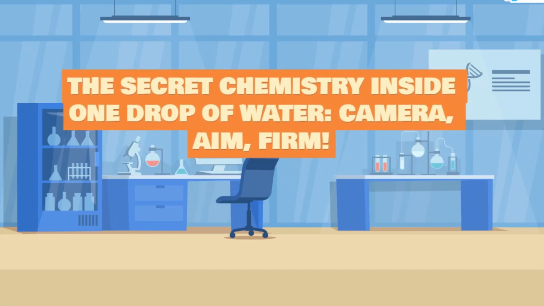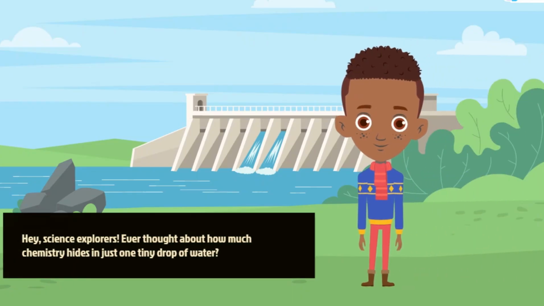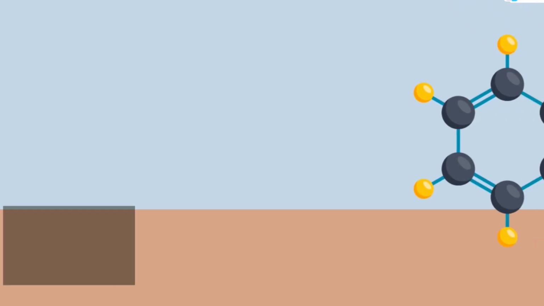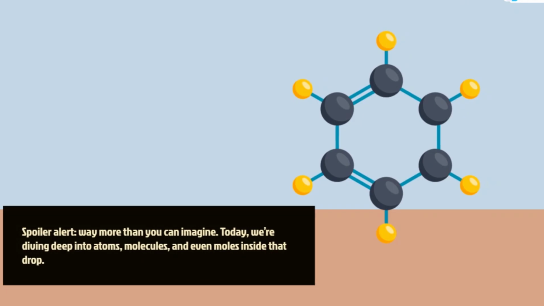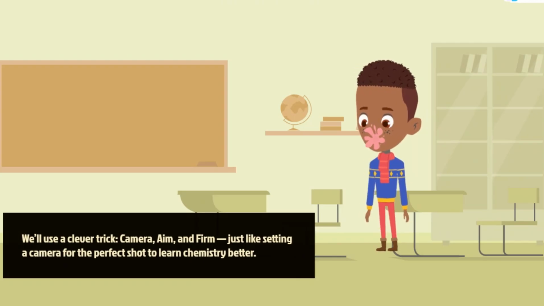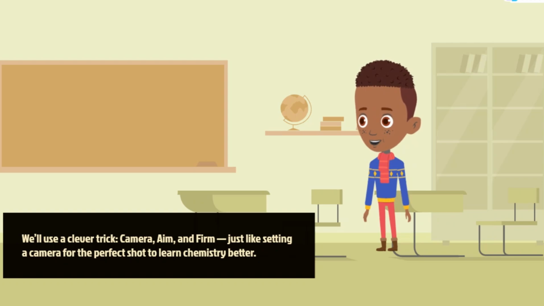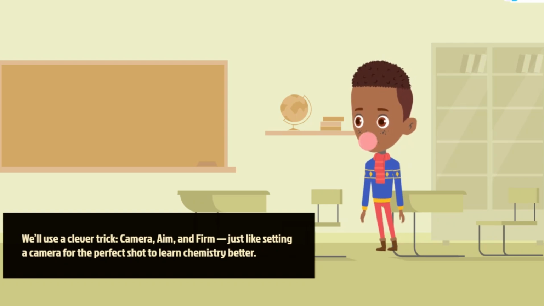Camera, aim, firm. Hey, science explorers! Ever thought about how much chemistry hides in just one tiny drop of water? Spoiler alert: way more than you can imagine. Today, we're diving deep into atoms, molecules, and even moles inside that drop. We'll use a clever trick: camera, aim, and firm, just like setting a camera for the perfect shot, to learn chemistry better.